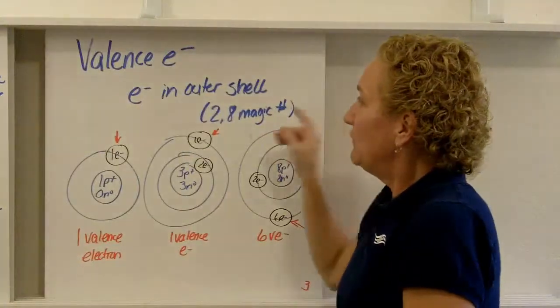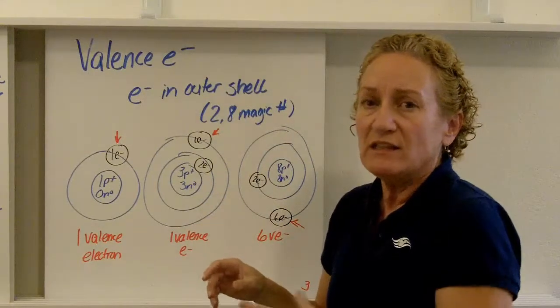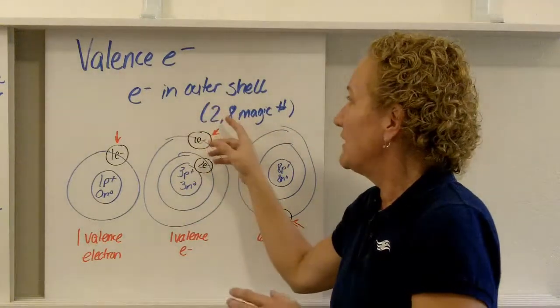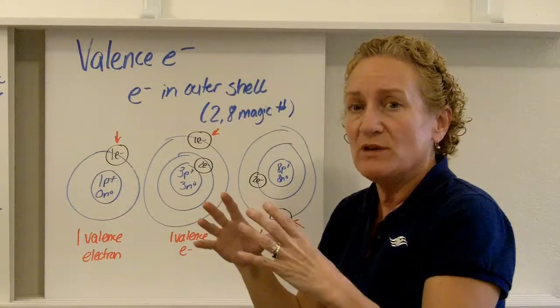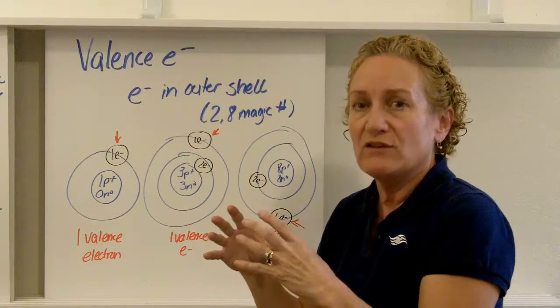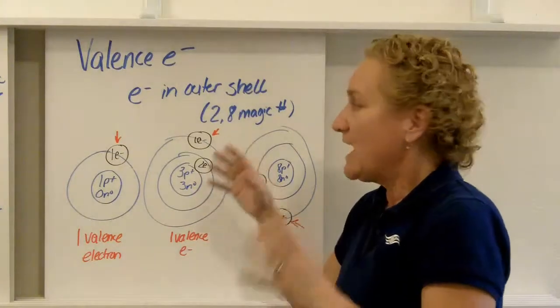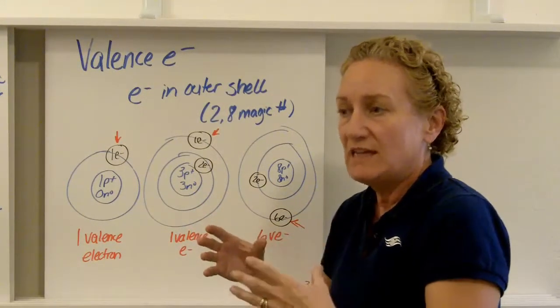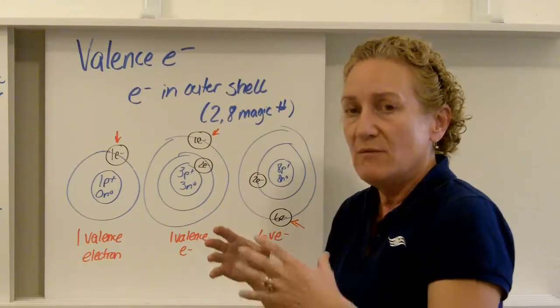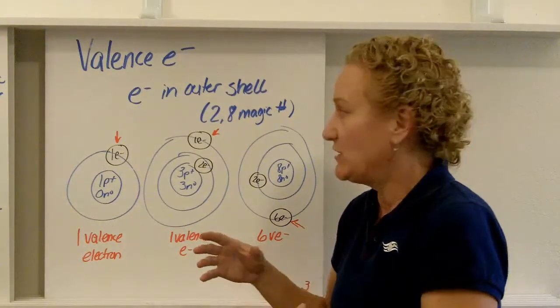So let's talk about a thing called valence electrons. Valence electrons are the number of electrons that are in the outermost shell, or the outermost energy level of an atom. They're the ones that are going to be part of chemical bonding, so they're very, very important. Every atom wants to have 8 electrons in its outermost shell. If it can't have 8, it'll settle for 2, but it really wants 8. 8 is the magic number.